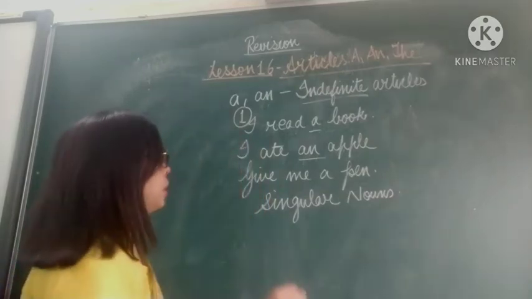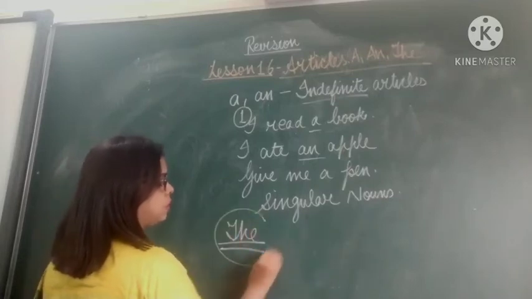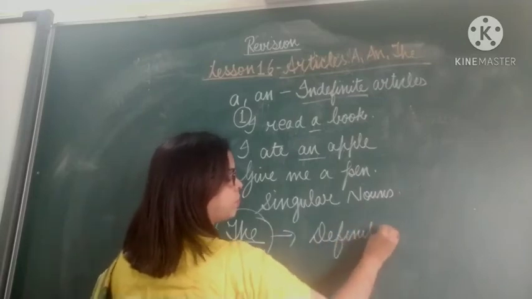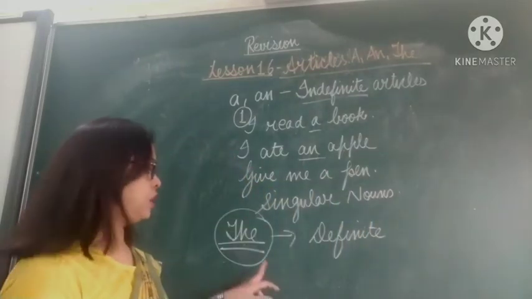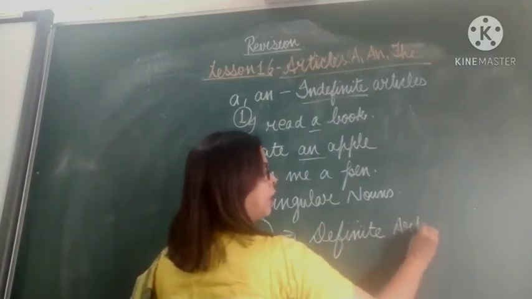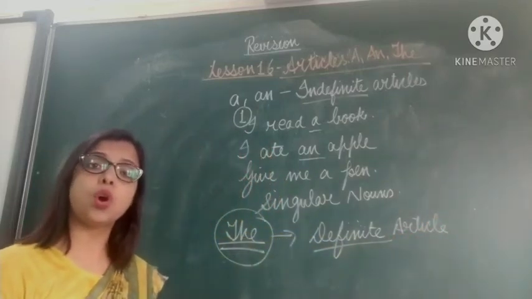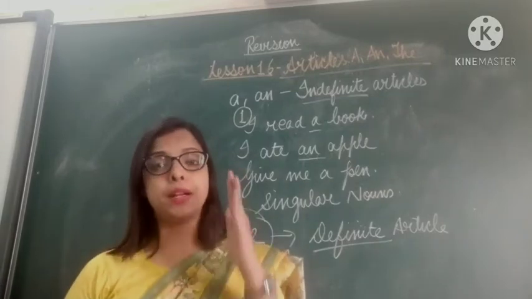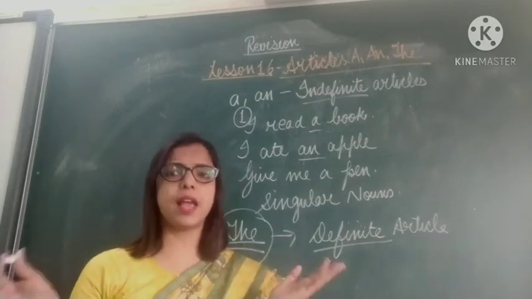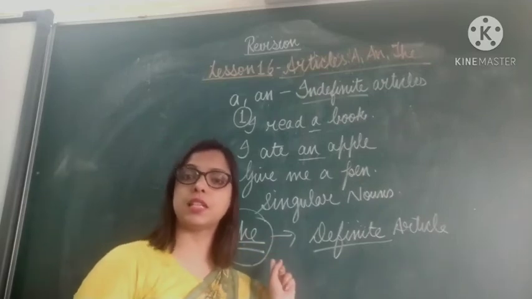Okay, and now we will see about the. So this the, children, is known as a definite article. We have learned about a and an. Now let's see about the. The is known as a definite article. Why is it known as a definite article? Because it refers to the particular or definite person, place or thing, children. Okay, not just any, but a particular person, place or thing. When we talk, then we use the article the.